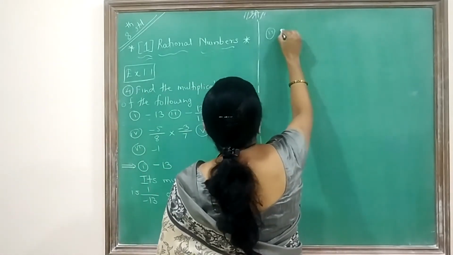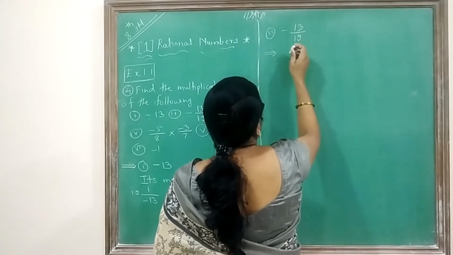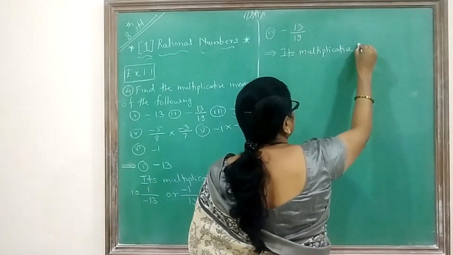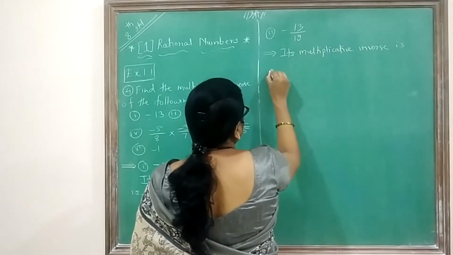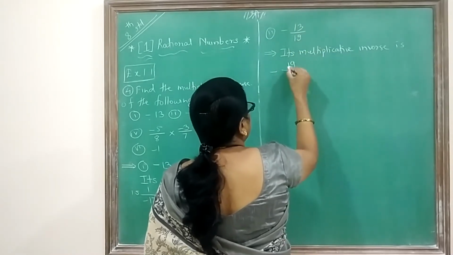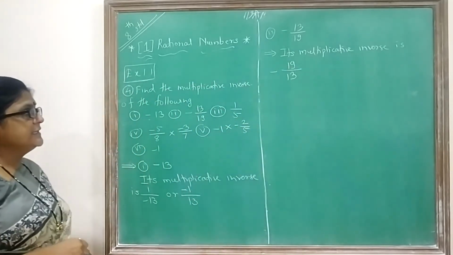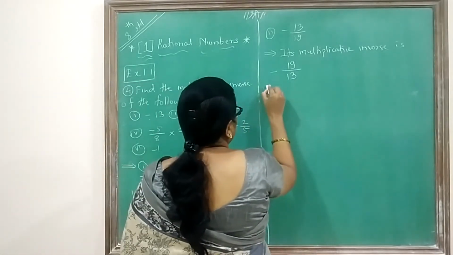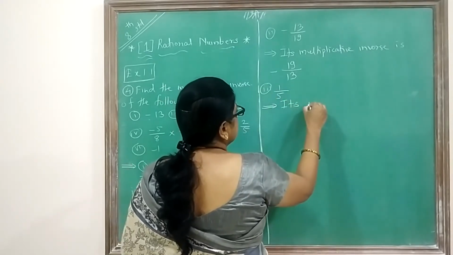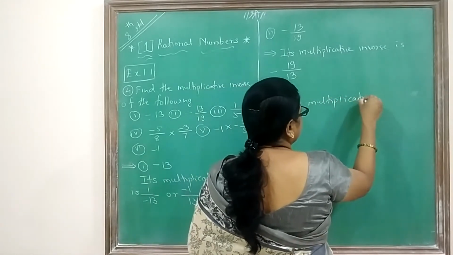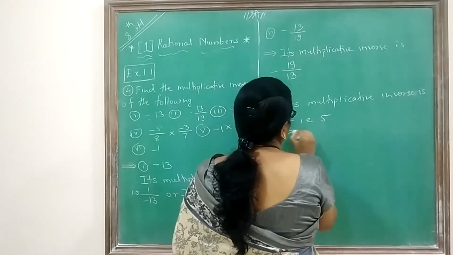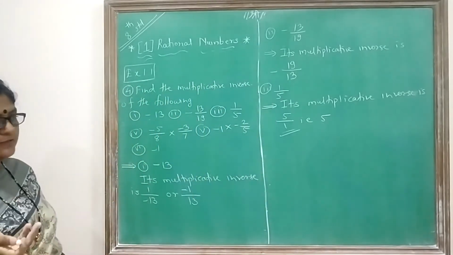Then your second question, minus 13 by 19. Its multiplicative inverse is: again you will see the numerator goes to the denominator and the denominator goes to the numerator. That is, you interchange the numbers, that is minus 19 upon 13, and this is your answer. Third is 1 by 5. Its multiplicative inverse is 5 by 1, that is 5.